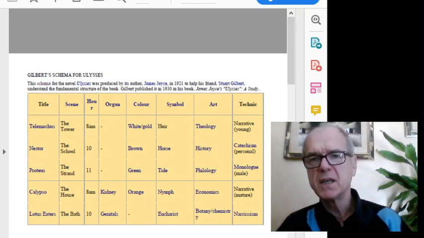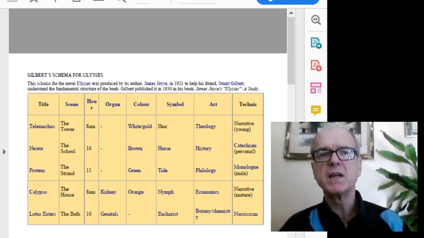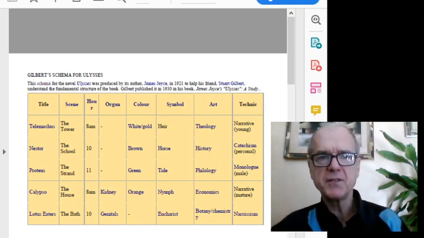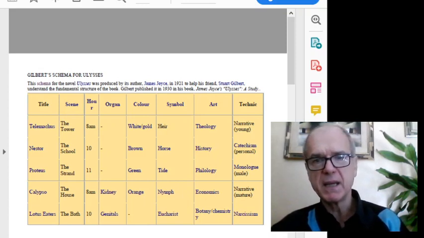Okay, so this is the explanation of Gilbert's schema for the Ulysses. You can see here on the left the titles of the 18 chapters. Then we have the scene, that is the place where the story is set. Then the hour of the day. And then the next ones, organ, color, and symbol and art, are not really so important.